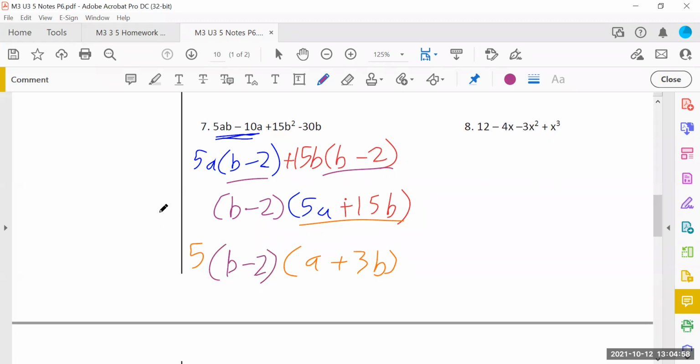Now, why did that happen? Anybody have an idea why we ended up with that extra 5 there? Look at the original one, the very first polynomial that we started with before we did any work.